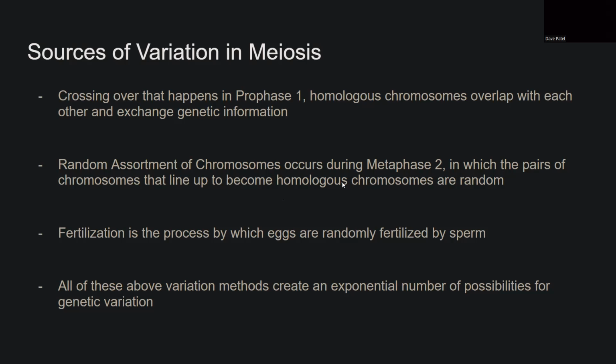And you have fertilization, which is the process by which eggs are randomly fertilized by the sperm. There are billions of sperm cells and only one of them is going to reach the egg. Which sperm reaches the egg is random. So all of these variation methods create an exponential number of possibilities for genetic variation.